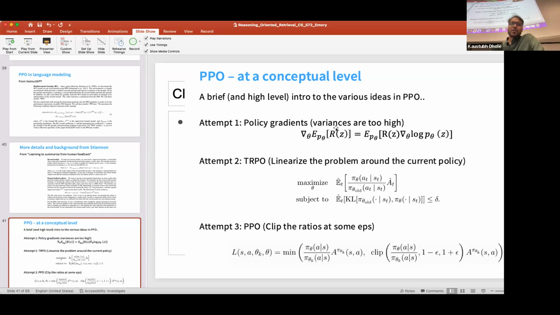Essentially, one problem with this is that it uses the reward function. What TRPO does is it replaces this reward function with something called the advantage. And the advantage is essentially a variance reduced version of the reward. So that is one change. The other change is this factor. So this factor is basically an off to on policy correction.